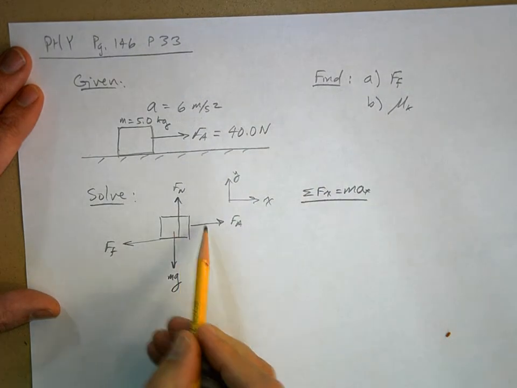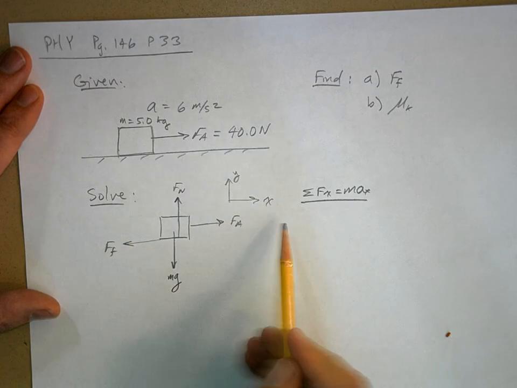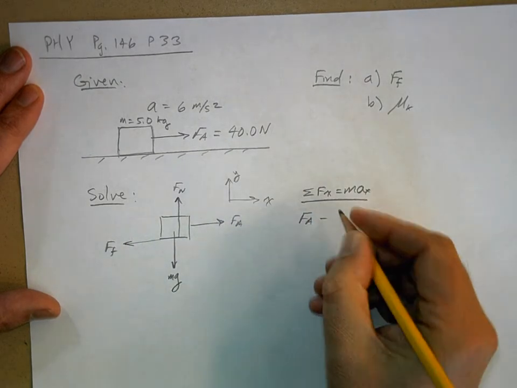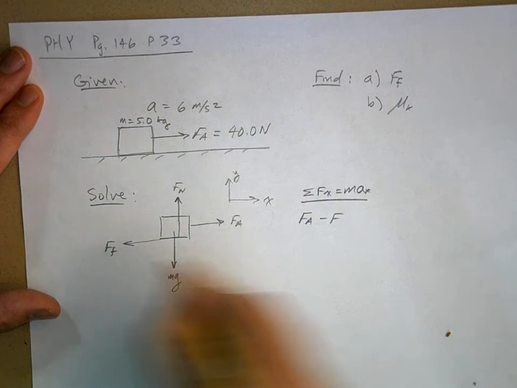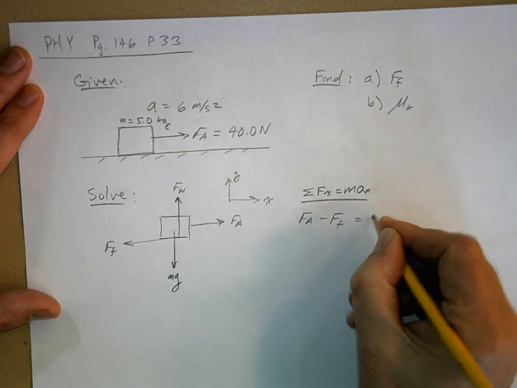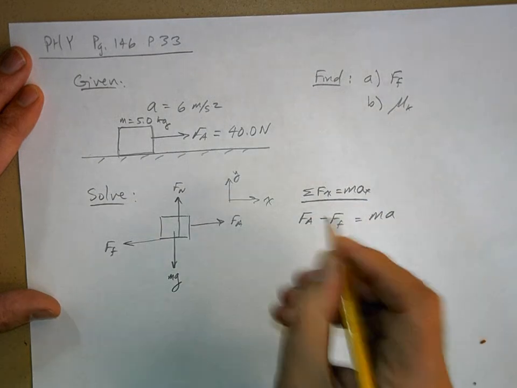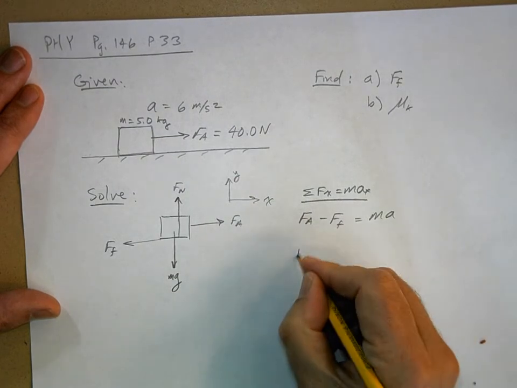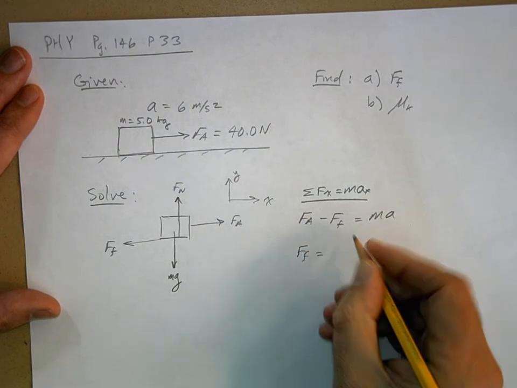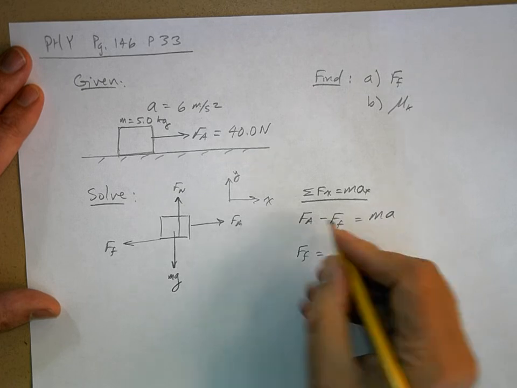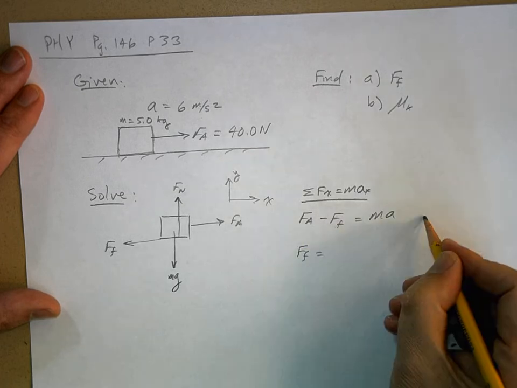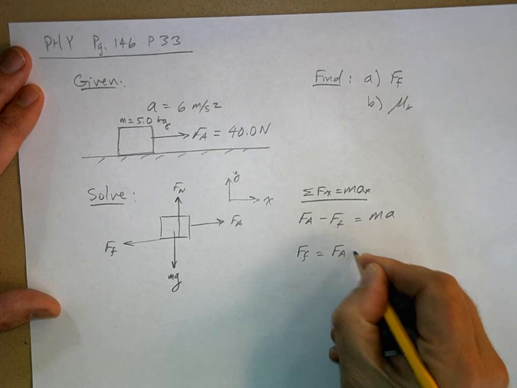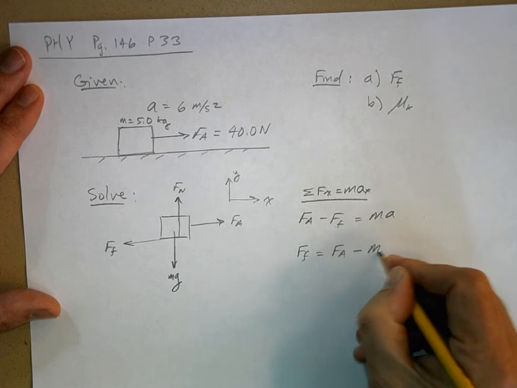Then I look at my free body diagram. Let's look in the x direction. There's only two forces. The applied force minus friction, because it's dragging the other way, equals ma. There is acceleration. Solve for the unknown. Force of friction equals, well, let's see. Let's move friction over here and ma over there. So it'd be the applied force minus ma.